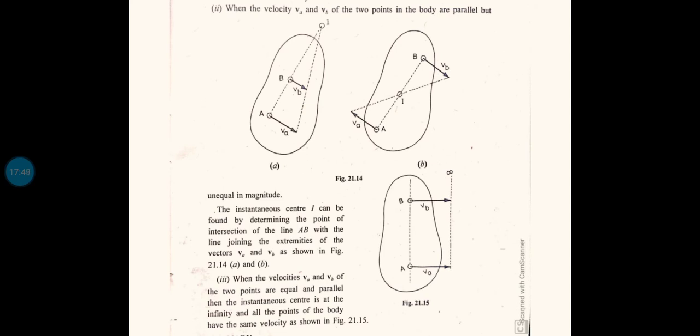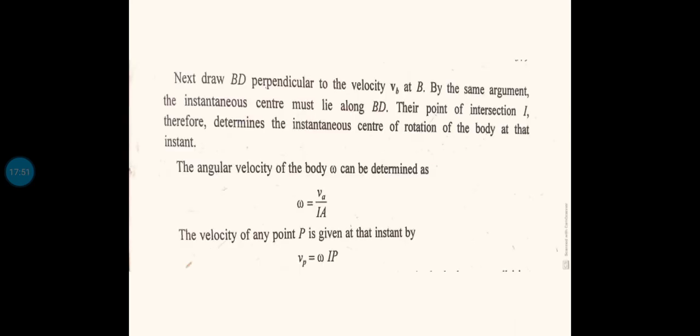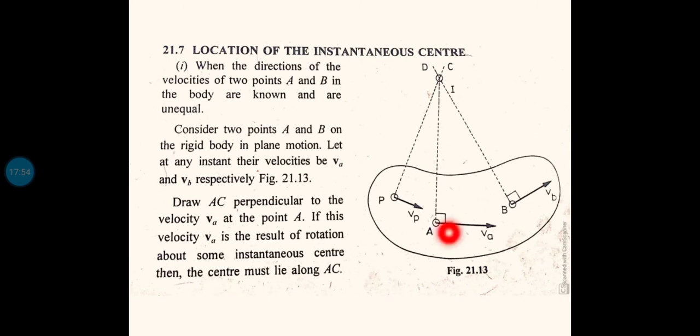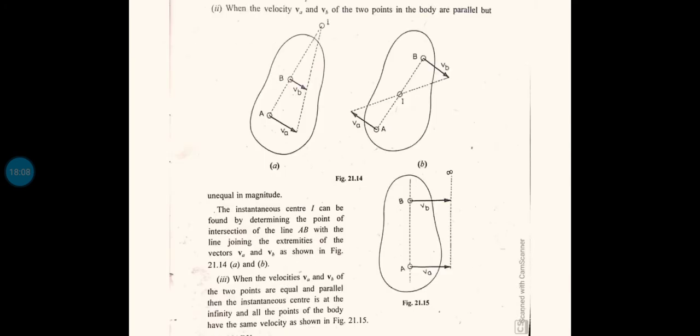Now some special possibilities are here. In this example, we have considered all the velocities in different directions, so nothing is parallel. So there won't be any problem. We will definitely have a point of common intersection, and that is the instantaneous center. But the problems won't always be like this.